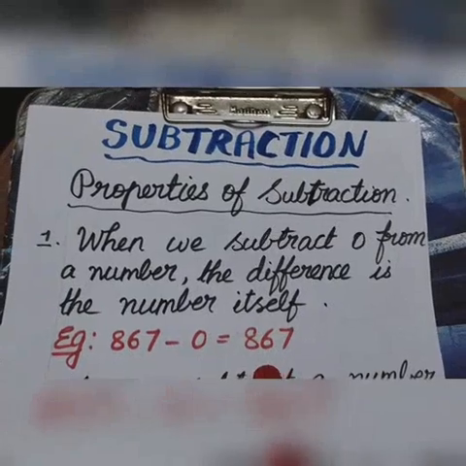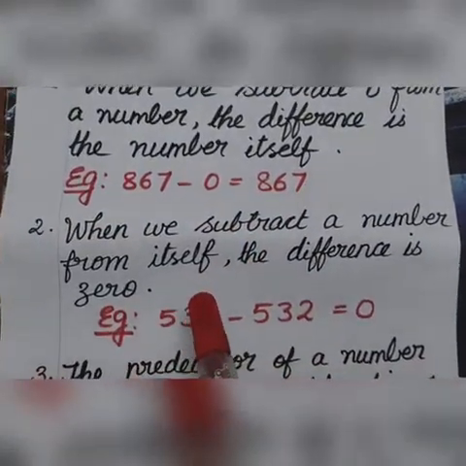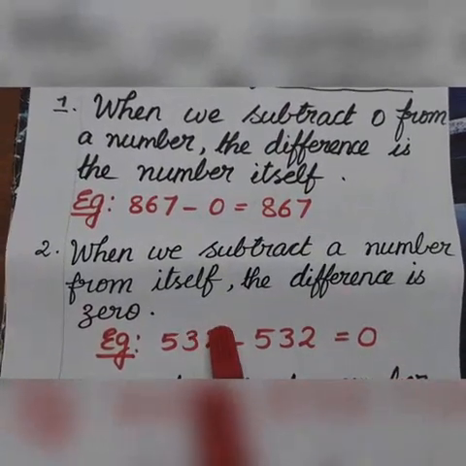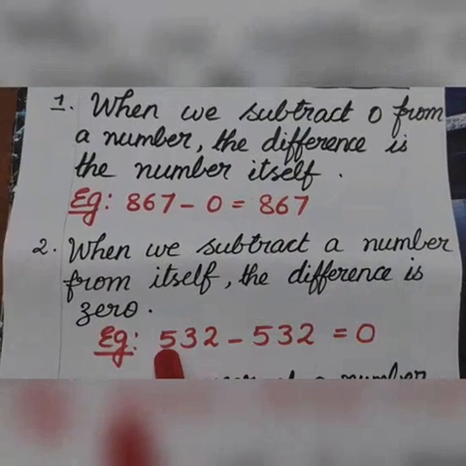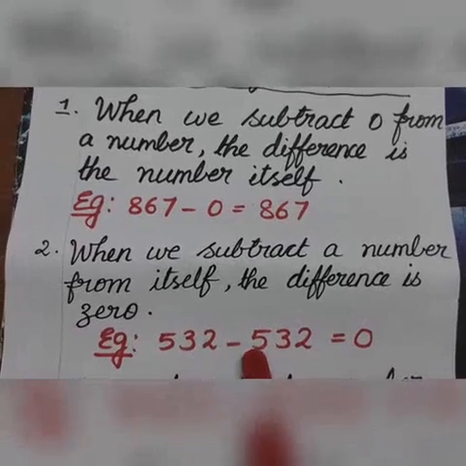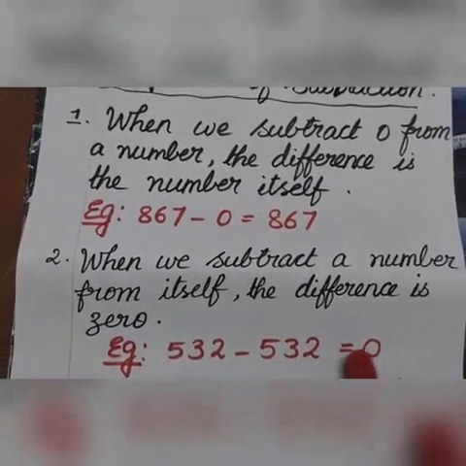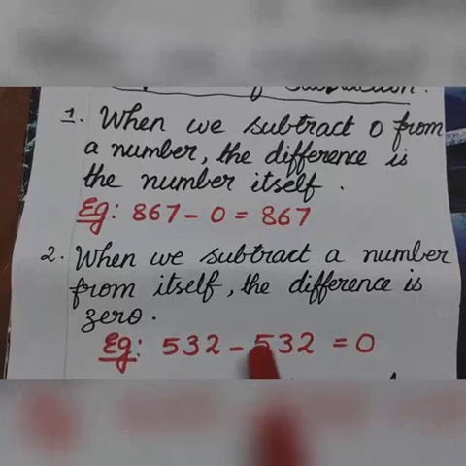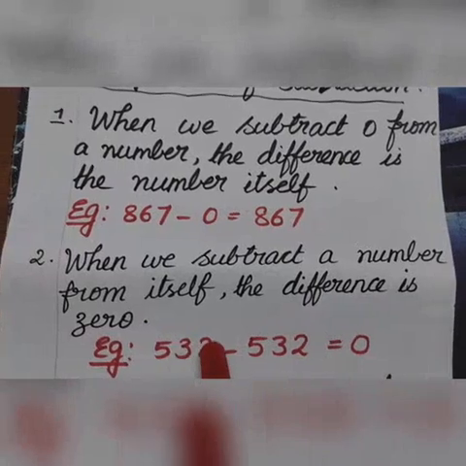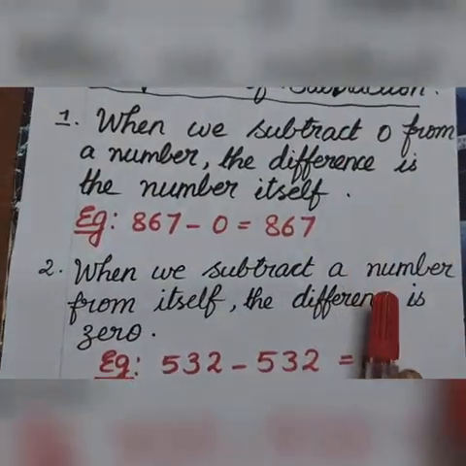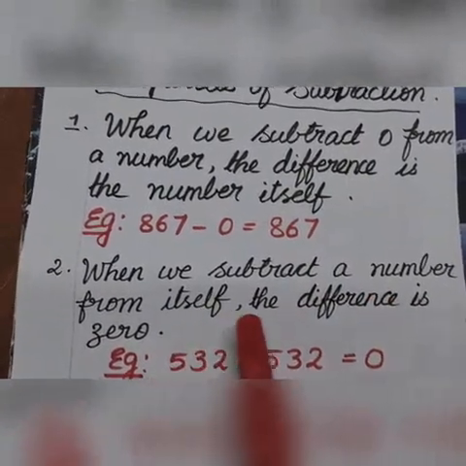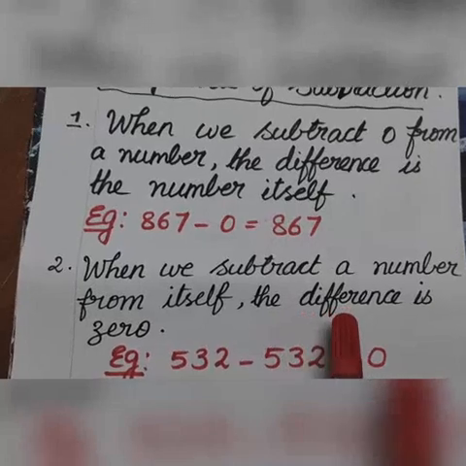See our second property. What's the second property? When we subtract a number from itself, the difference is 0. See this example, 532 minus 532 equals 0. When the same number is subtracted, the difference is 0.